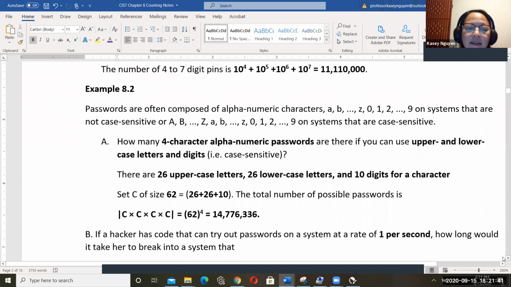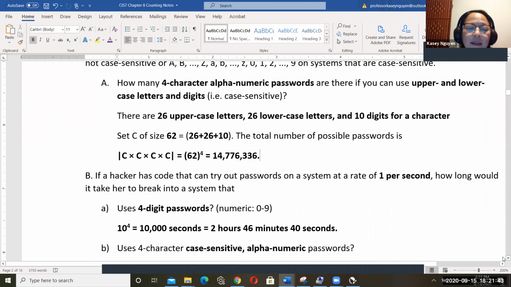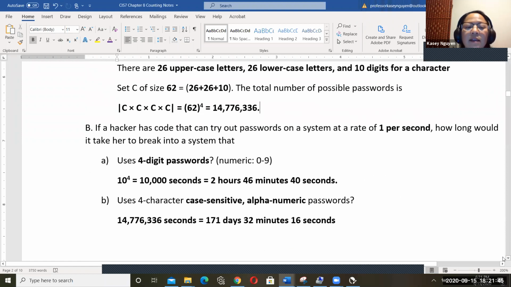So let's look at case B. This should be a cracker. If a hacker has code that can try out passwords, like brute forcing the system at the rate of 1 password per second, how long would it take her to break into the system?